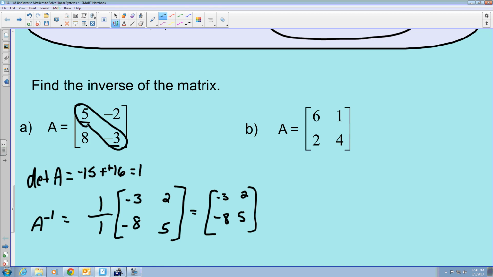Okay. Again, let's look at example B. I have matrix A being 6, 1, 2, and 4. First thing I've got to do is find the determinant of A.